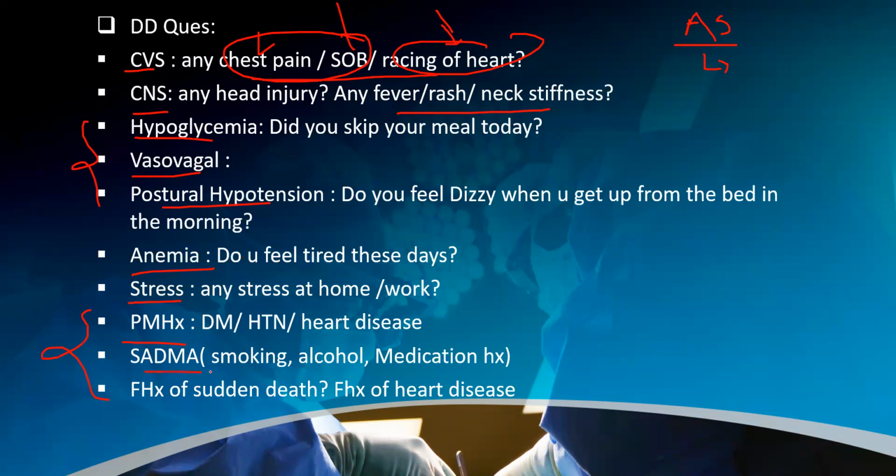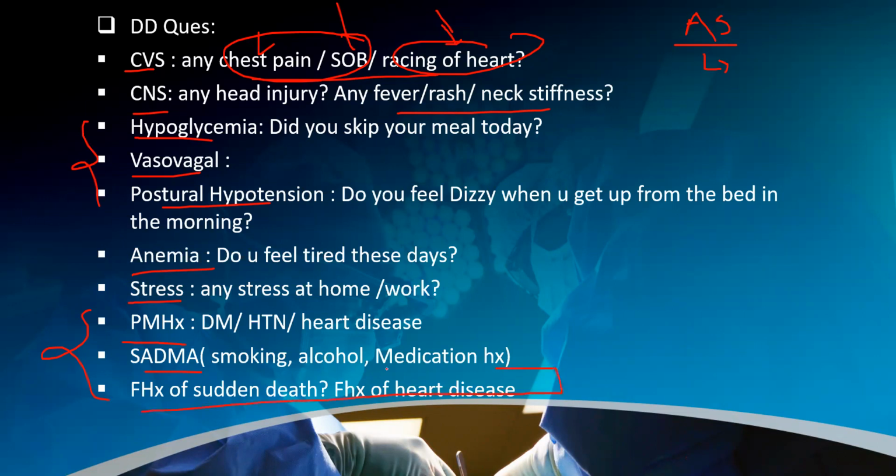Then SADMA. Remember in psychiatry we told you what SADMA is, but the only thing important for your exam is asking about smoking, alcohol, and medication history. Sometimes we also ask allergic history, depending on the case where we need to give antibiotics to the patient. So for SADMA, you will ask, do you smoke or drink alcohol? Are you taking any medication? Do you have any allergies? Any family history of sudden death, especially related to the heart?